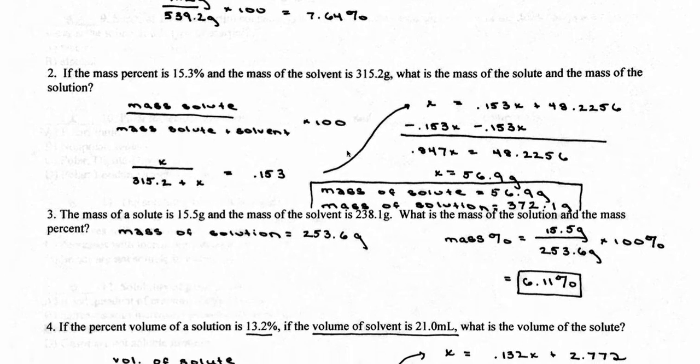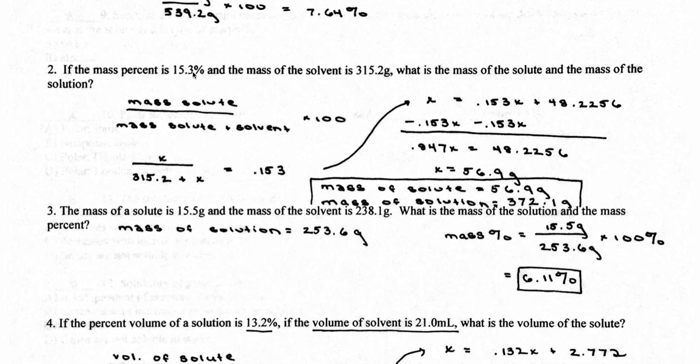Okay, for number two, it's a little bit funky. I'm giving you mass percent in this case, and the mass of the solvent. So you need to plug in everything. So remember, this is your formula. I don't know the mass of my solute, so I make that X. I put that over 315.2, which is the mass of my solvent, plus the mass of my solute, which is unknown, so I make that X, equals, remember, this is a percent, and in order to use it in your formula, you need to move your decimal place over two places. So 1, 2, because you've divided by 100.